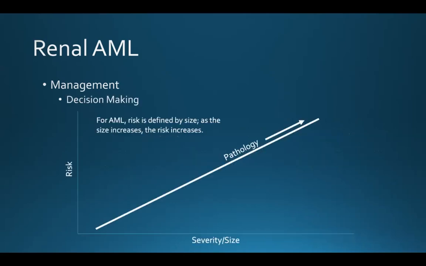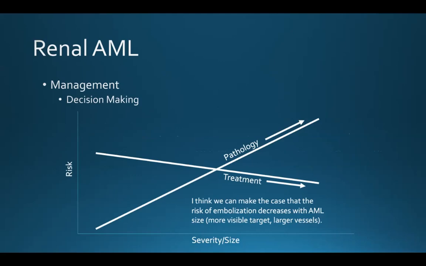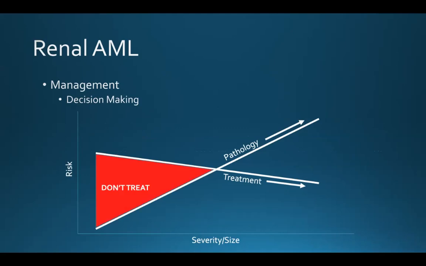So for an angiomyolipoma, risk is defined by size. As the size increases, the risk increases. And we look at the size based on the risk of treatment. I think we can make the case that the risk of embolization decreases with AML size, and that's because the vessels are larger and there's a more visible target. So when we're below the threshold of 4 centimeters, we tend not to treat because the risk of treatment may be greater than the risk of the pathology. But above 4 centimeters, we typically treat because at that point, the risk of the AML outweighs the risk of treatment.